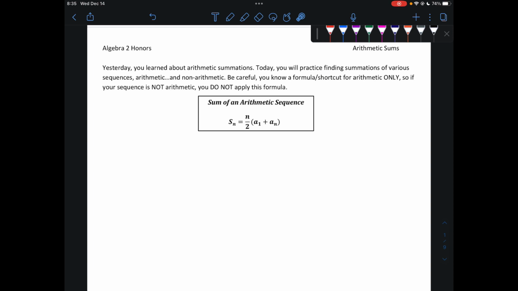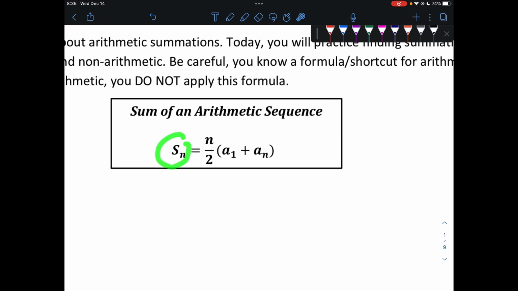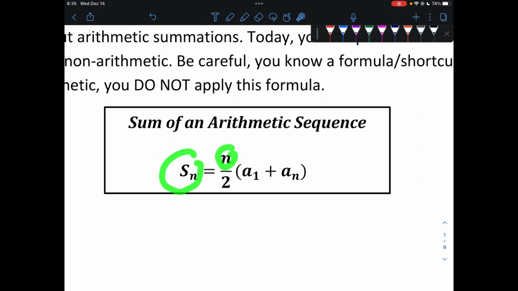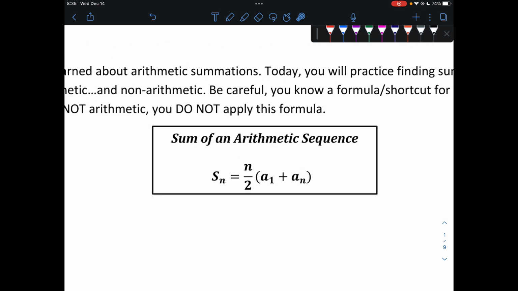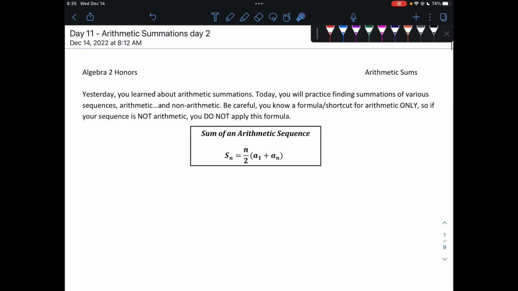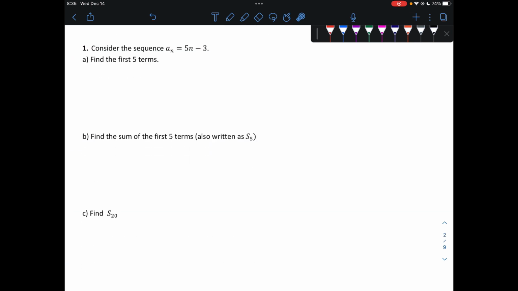So, if the sequence is arithmetic, the sum of the first n terms would be the number of terms divided by 2 times the first term plus the last term. If it's not arithmetic, we don't have a formula for it. So you just got to find all the terms and add them together. For now.